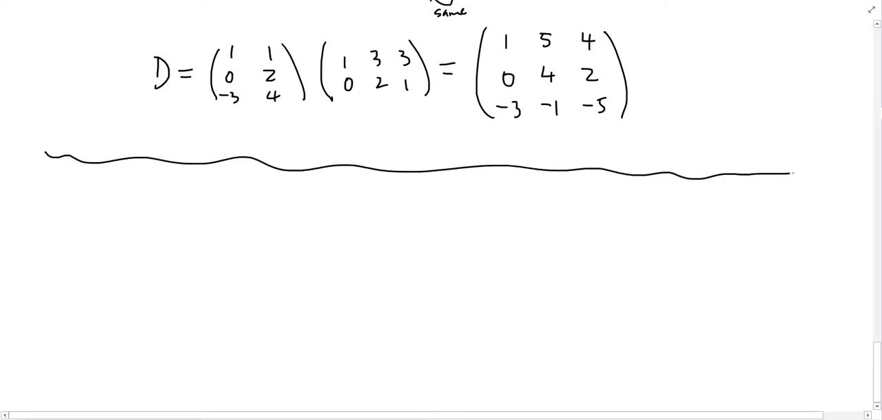The next thing I want to show you is properties of matrix algebra.